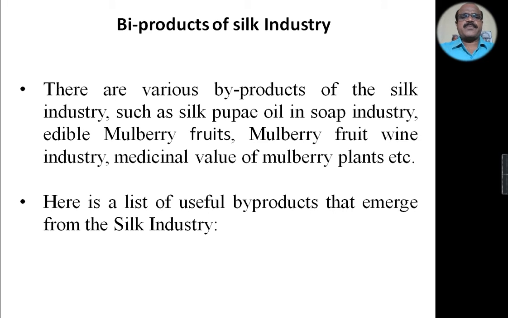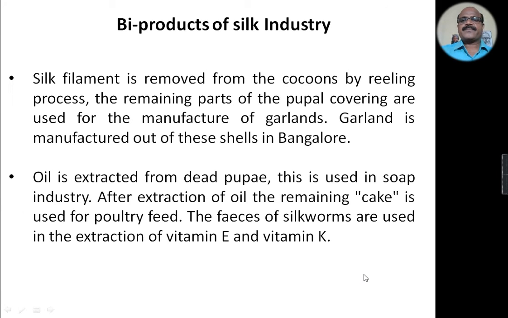There are various byproducts of silk industry. They are pupae oil, mulberry fruits, silk thread remainings, and mulberry plant leaves, etc. Here is the list of useful byproducts that are produced from the silk industry.